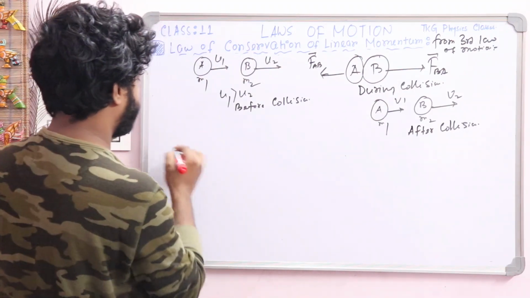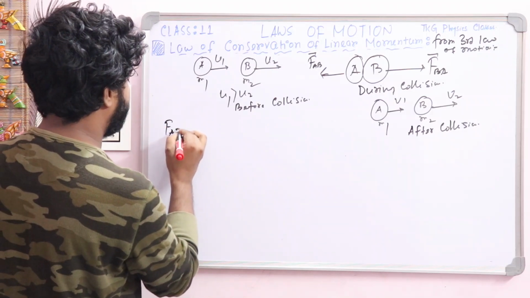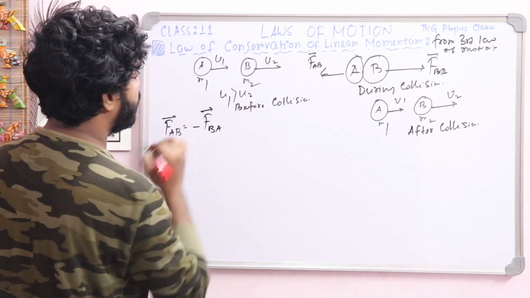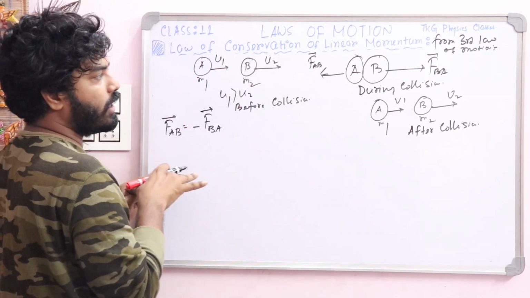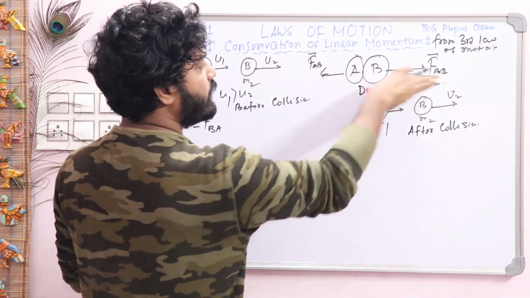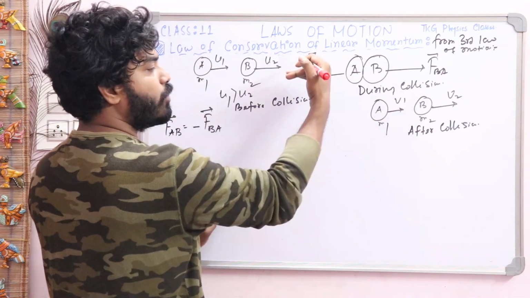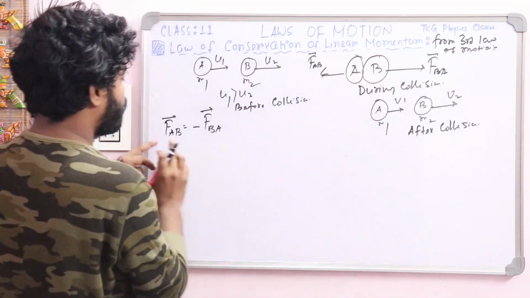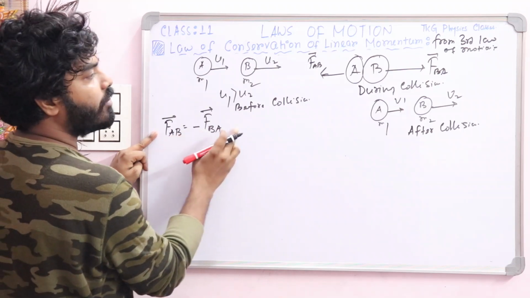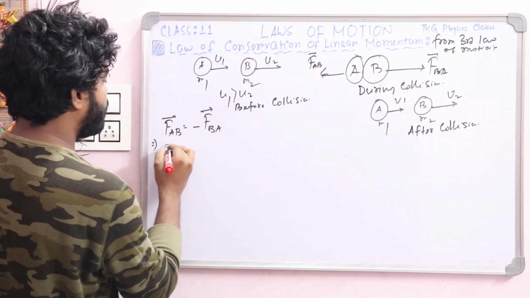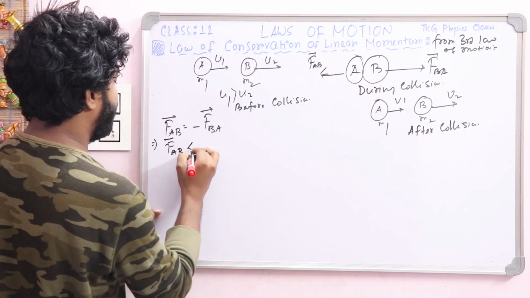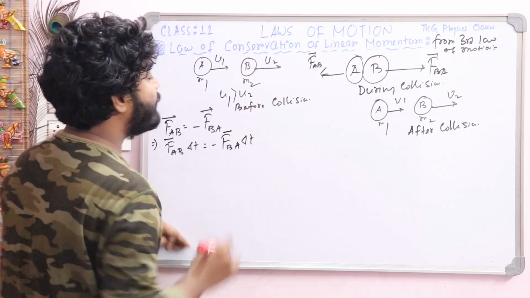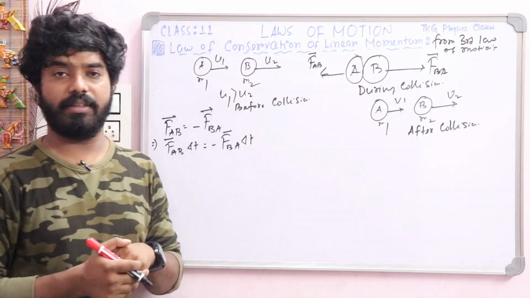Now you see, FAB is exactly equal to FBA in magnitude according to Newton's third law of motion. Every action has an equal and opposite reaction. Here A applied force on B which is directed that side, B applied force on A which is directed in the opposite direction. So this force and this force have equal magnitude but opposite direction. So we use FAB equal to minus FBA. Now multiply by del T: FAB into del T is equal to minus FBA into del T. Del T is the time during which the collision happens.